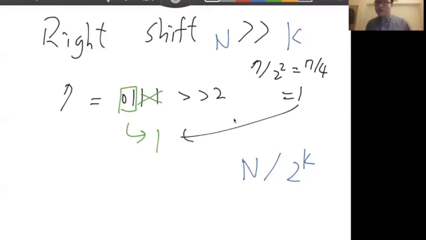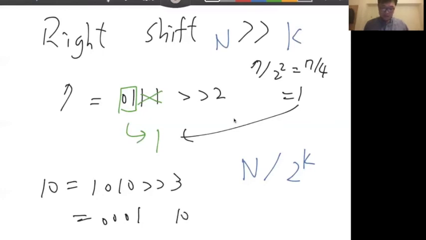Let's say 10. In this case, 10 is 1, 0, 1, 0. So if we shift by 3, what do we get? 10 shifted by 3, we get 3 bits removed. So it will equal 0, 0, 0, 1, right? So actually, this is right. 10 divided by 2 to the 3, which is 8, equals 1, right?